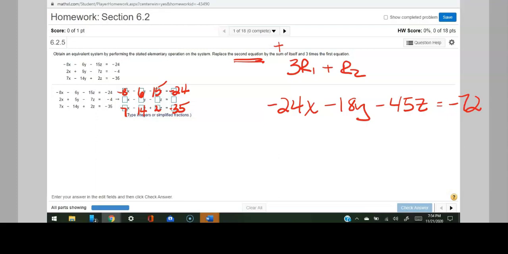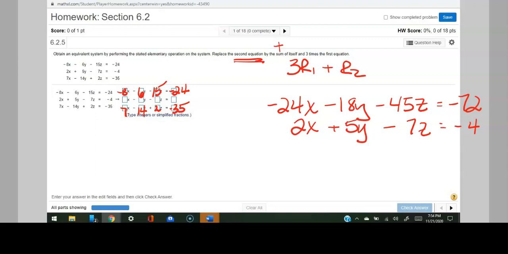Now I'm going to rewrite the second row for a second. So my second row says 2x, and then I have plus 5y, and then I have minus 7z, and that's going to equal negative 4. Okay? So I have replaced the second equation. So all I did was rewrite the first and the third. But what am I going to replace the second equation with?